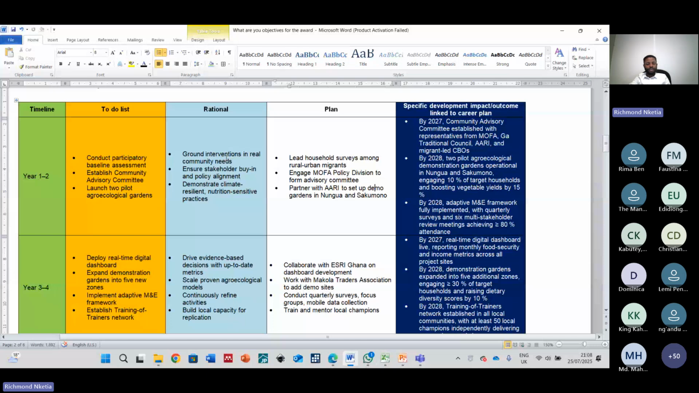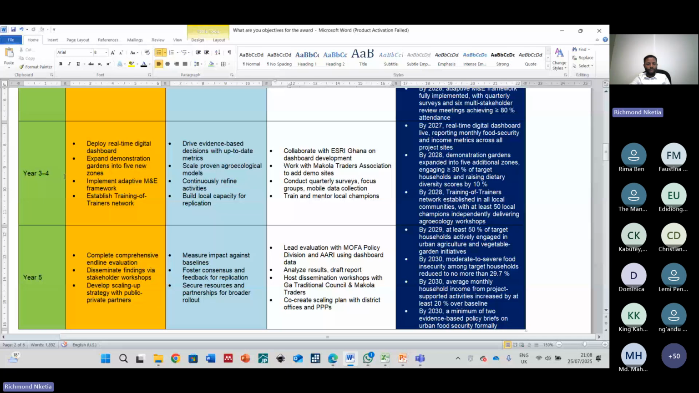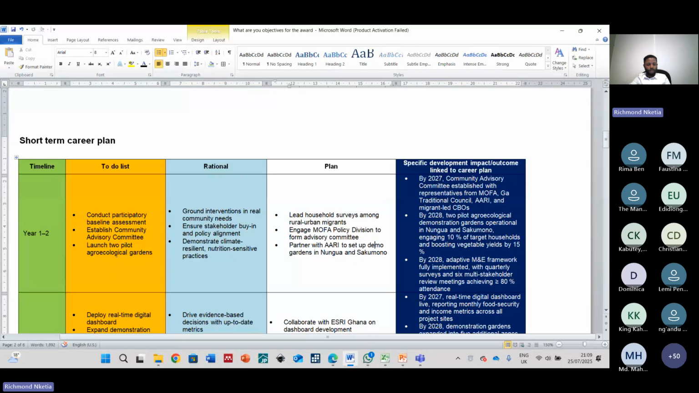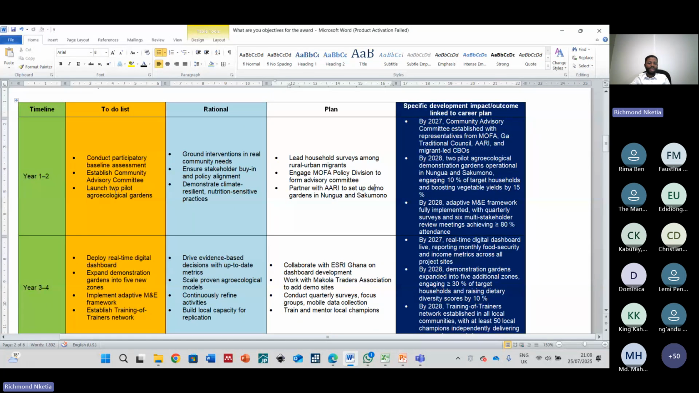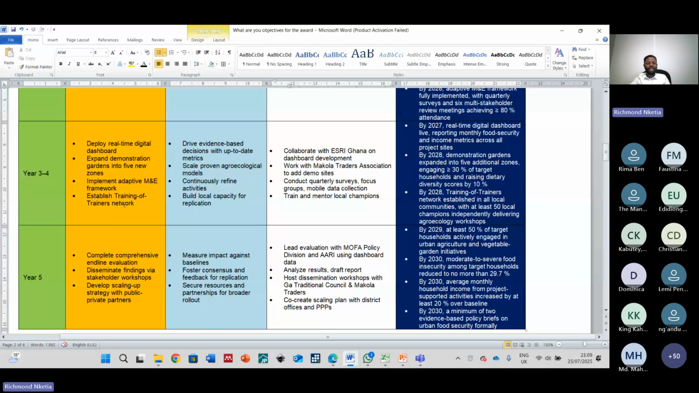In the second, third and fourth year, I'm going to deploy a real-time digital dashboard where we're going to track food security indicators and all that. I'm going to also expand demonstration gardens into 5 new zones. Remember, I said that I'm going to do that in just two communities. This might be small. Maybe I can do 5 here, maybe expand it to 10. This is about feasibility. You don't want to say we want to do 50 gardens, which looks quite weird to achieve. Then I'm also going to implement an adaptive monitoring and evaluation framework.